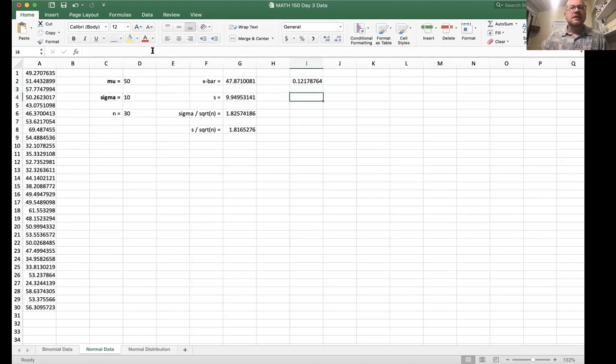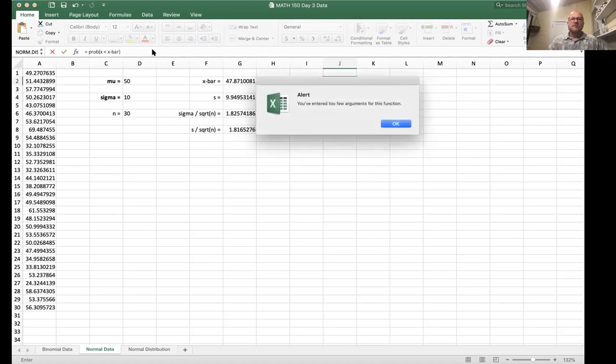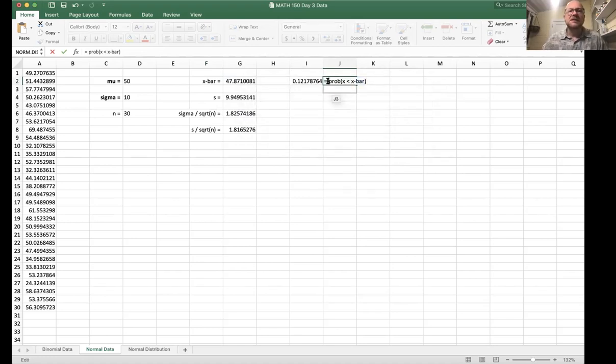And I should have labeled this. So I'm going to, over here on the other side of it, I'm going to say equals the probability that x would be less than X bar. Oops, X bar. Okay. And I've entered too few arguments for this function. Well, because it thinks I want it to be, okay.